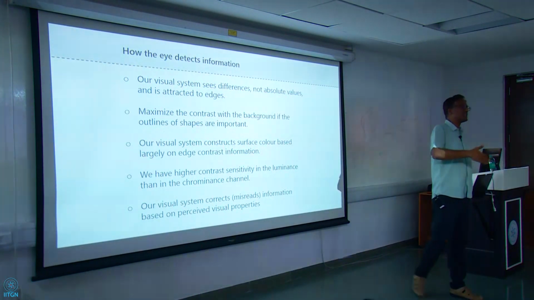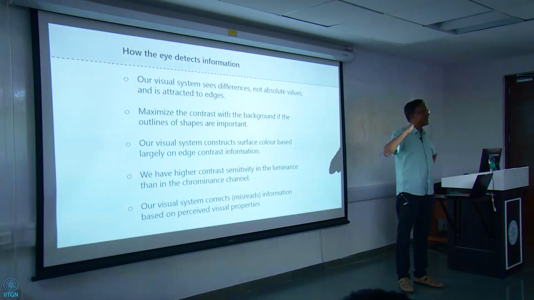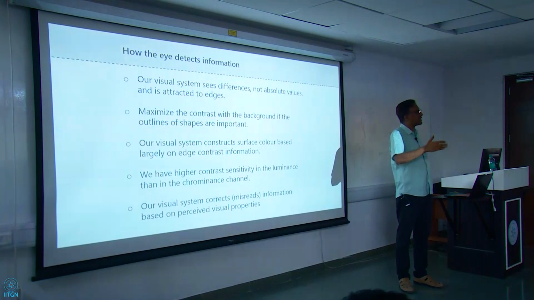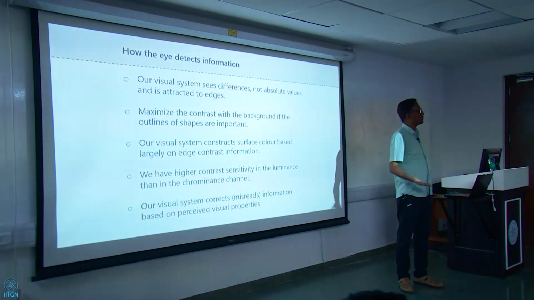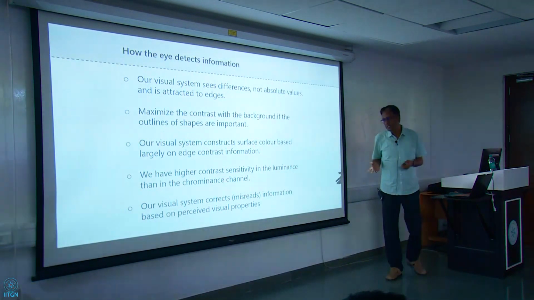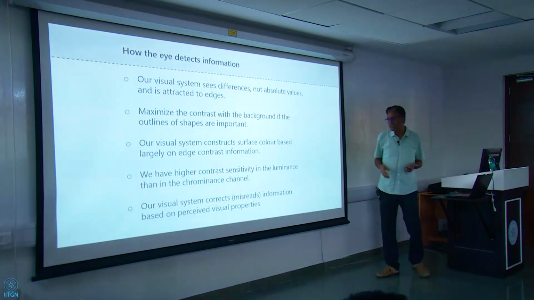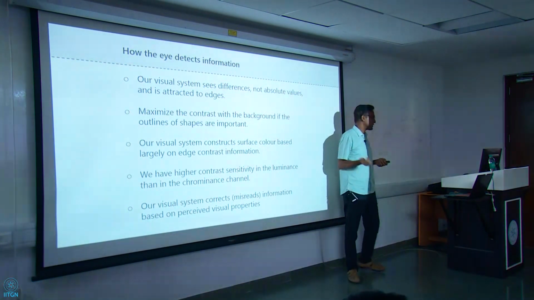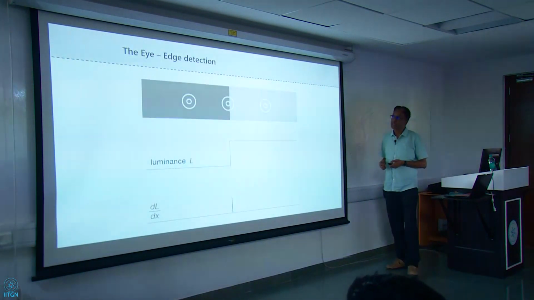Luminance is basically shades of the same color. Chrominance is different color hues: red, blue, green would be chrominance. Dark red, lighter red, lightest red would be luminance. Our visual system often corrects, leading to misreading of information based on perceived visual properties. I'll show you some interesting experiments that illustrate this beautifully.